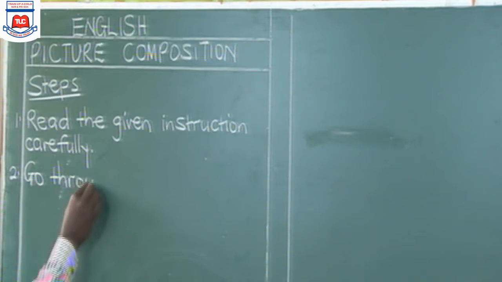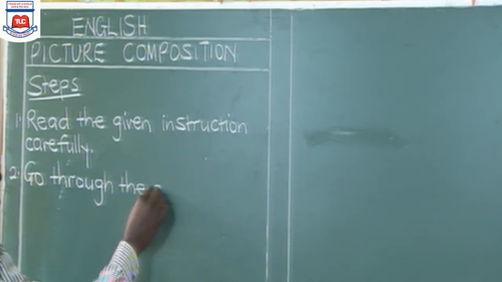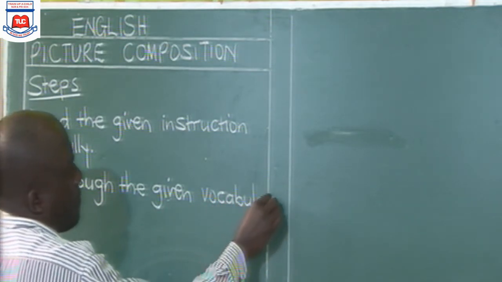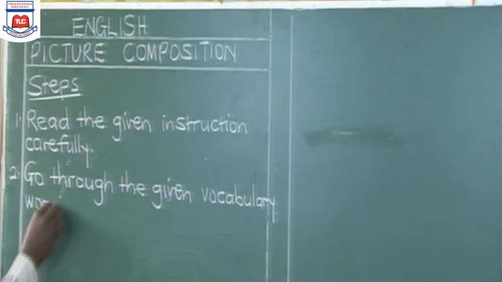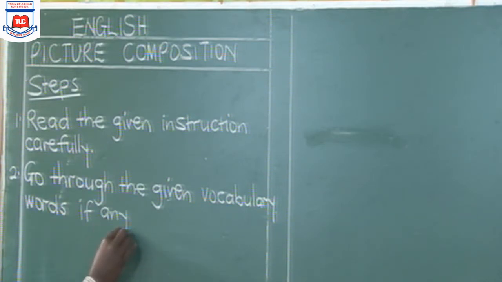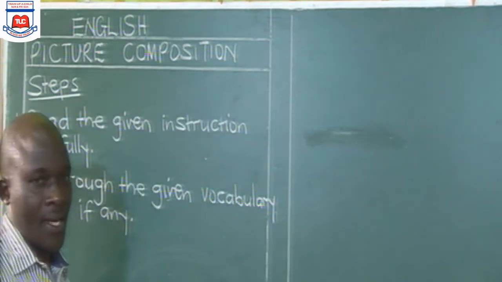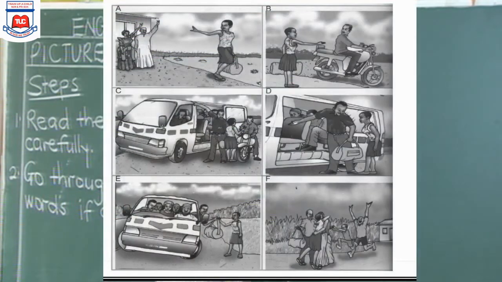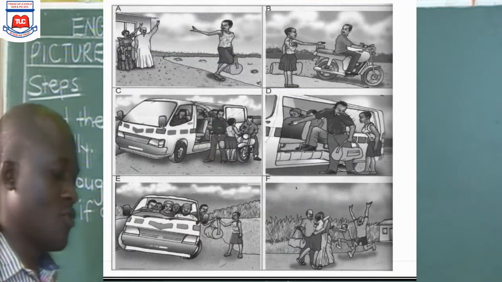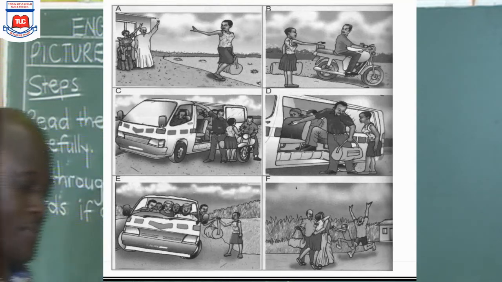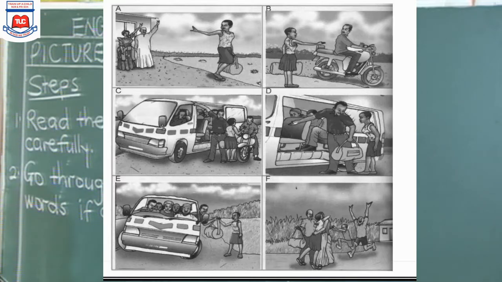Number 2, after you've finished reading the instruction, make sure you go through the given vocabulary words, if any, because at times they may not give you. Like the pictures you're about to see on the screen, the instruction was pictures A to F tell a story about Ruth's journey. Study them and describe what is happening in each picture. That is the instruction. We have read it and understood it. Now, you may use these words below.